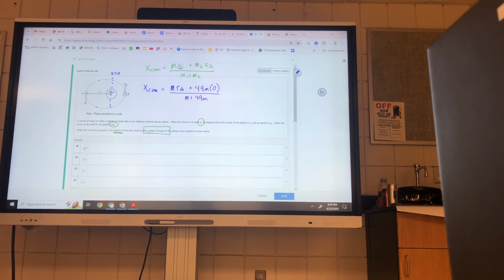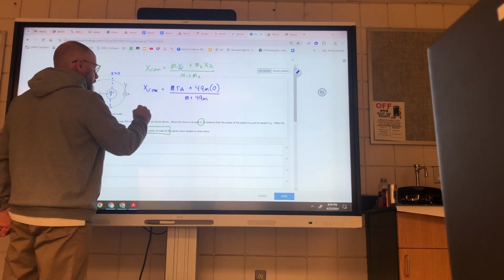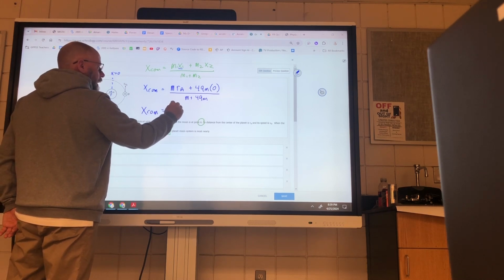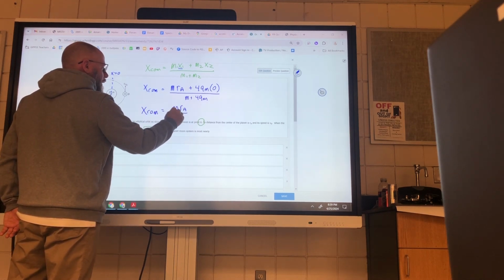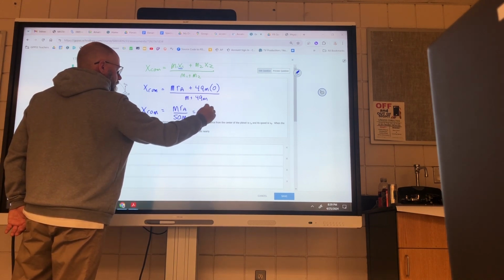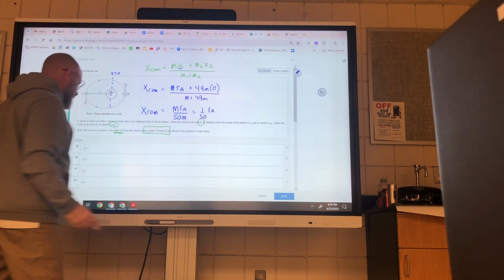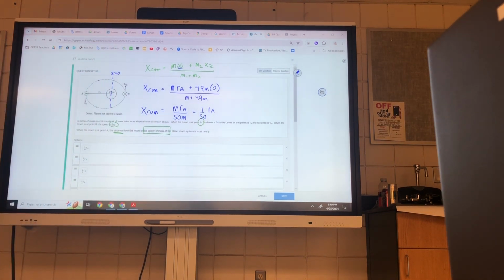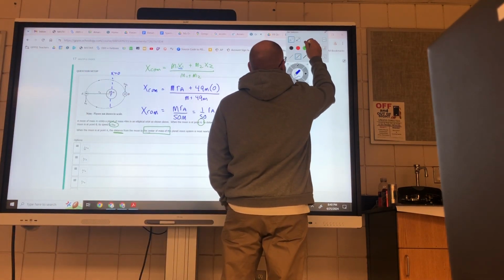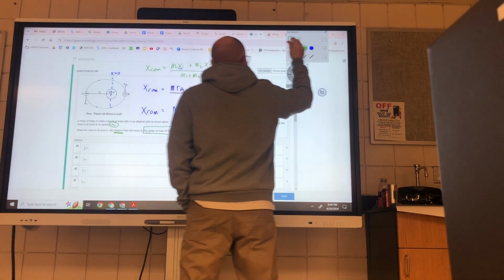Is that cool? So the position of the center of mass is going to be equal to M R_A over 50 M. Okay? Now, that is the answer. I'm sorry, that is what we solve for, but we really need to figure out what the question is asking. The moon, planet moon system.